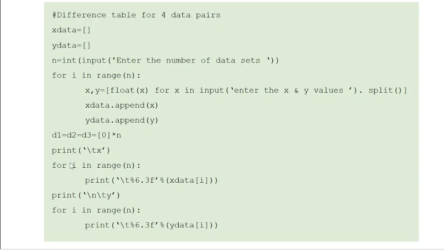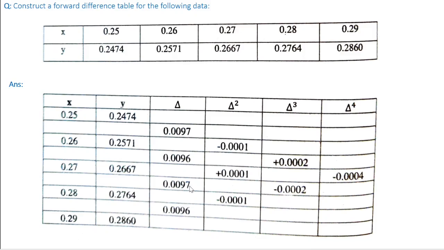So once I give the title, I am going to print the x values one by one. For i in range n, print, I am going to use the formatted output. Once again, I am going to leave a tab space. So \t %6.3f. So this is completely arbitrary. The only meaning is that I am going to have 3 decimal points. It's completely up to you. You can leave 4, 5, 6, anything. Doesn't matter. Percent x data i. So here each element of the list x data will be printed one by one. So the first column is printed.